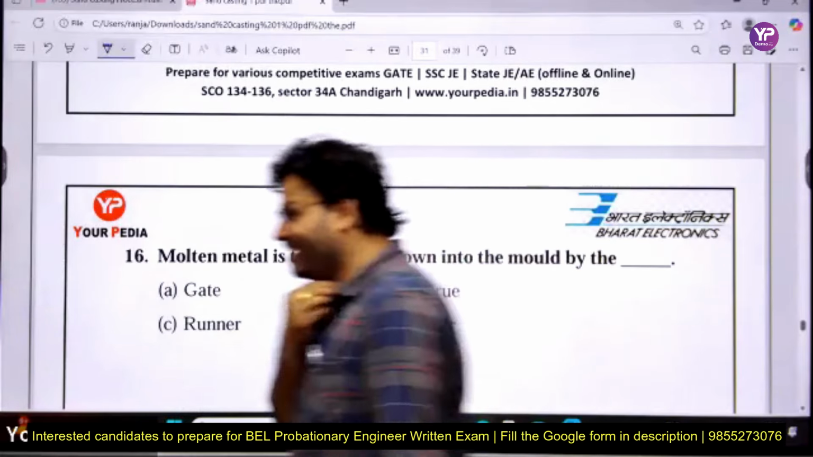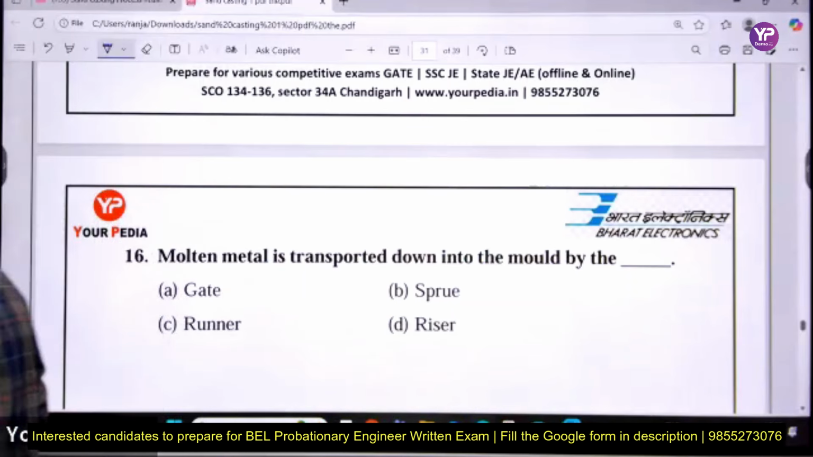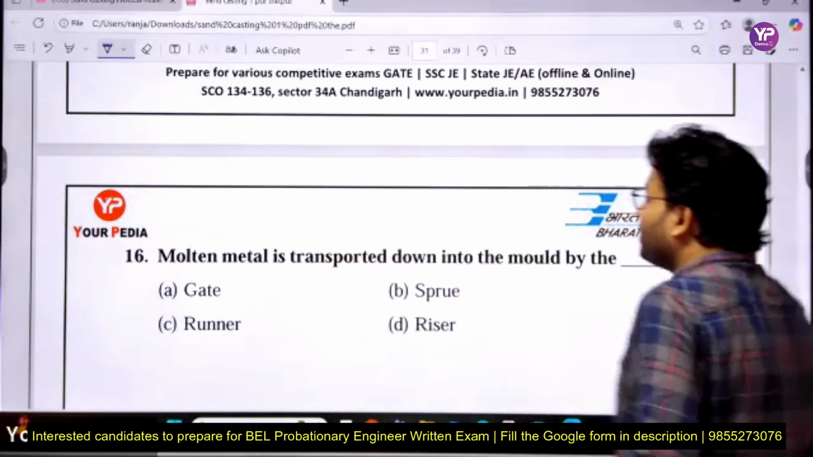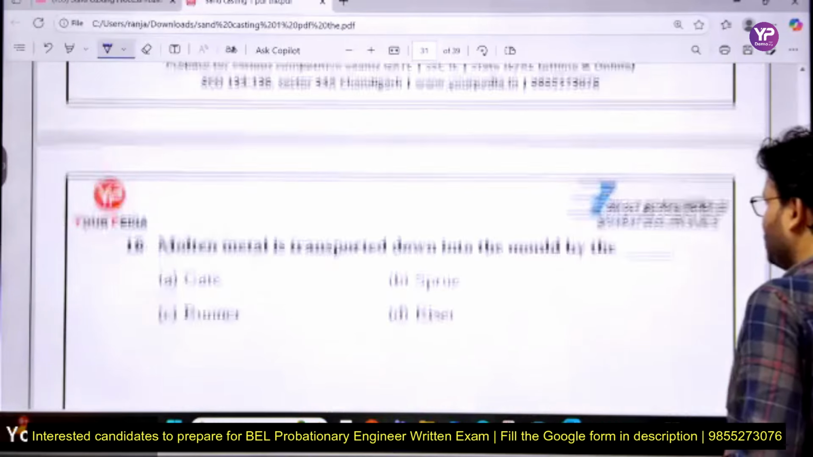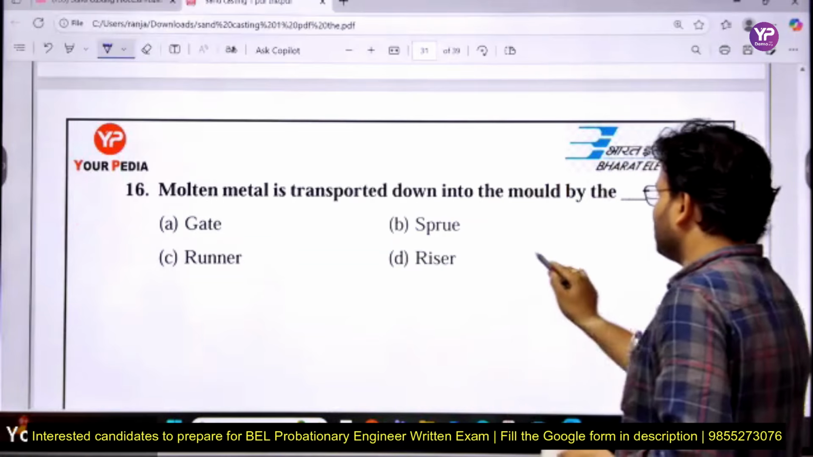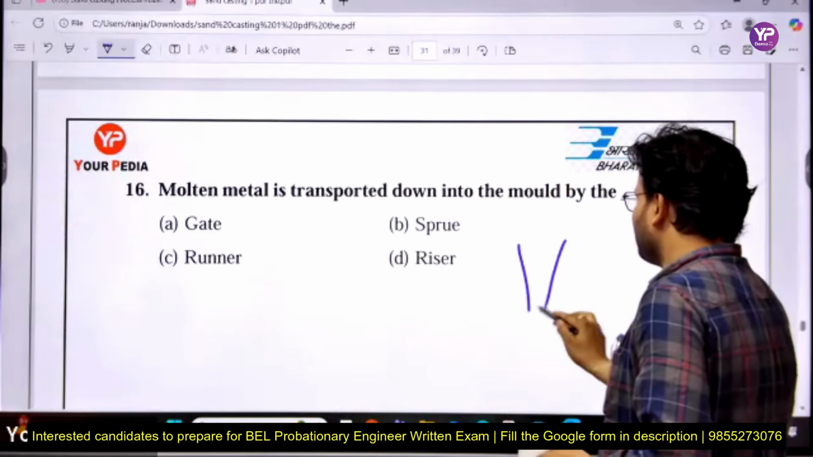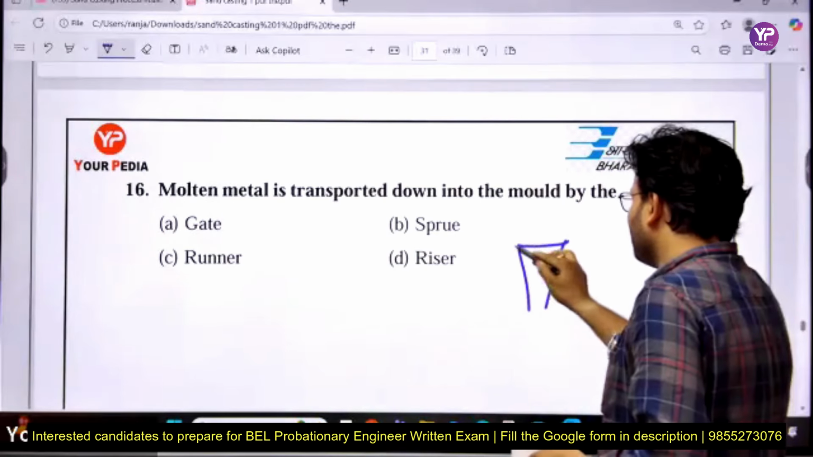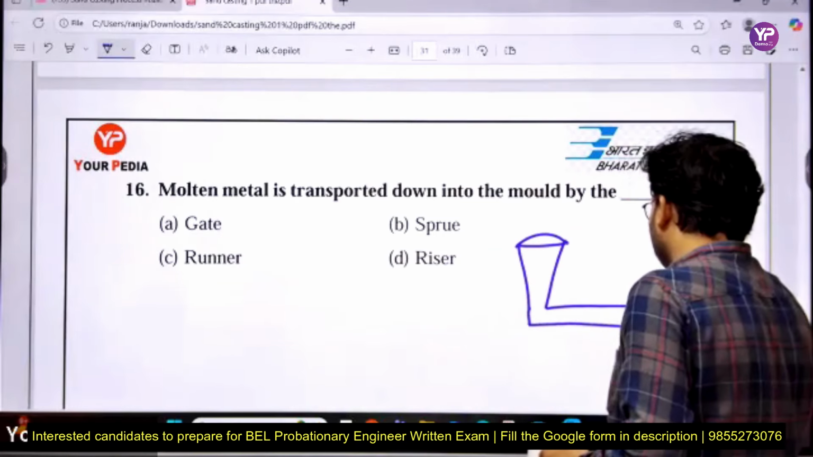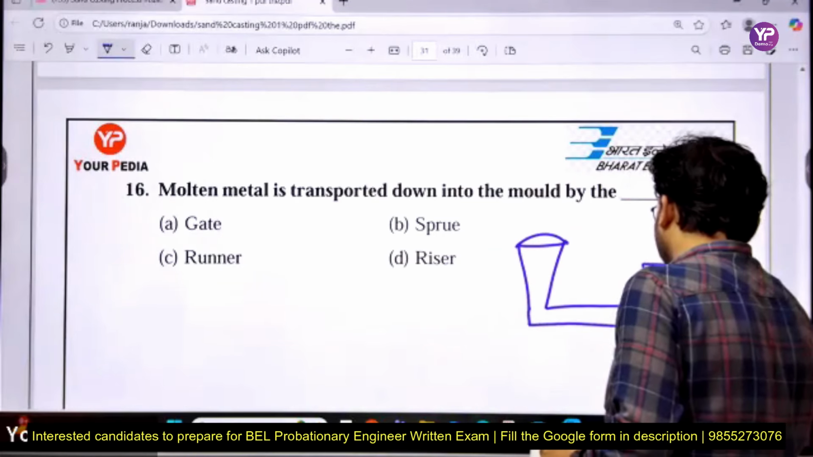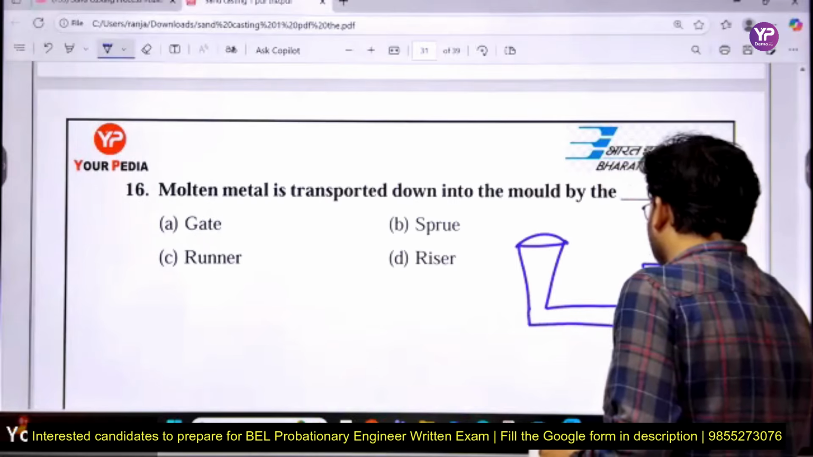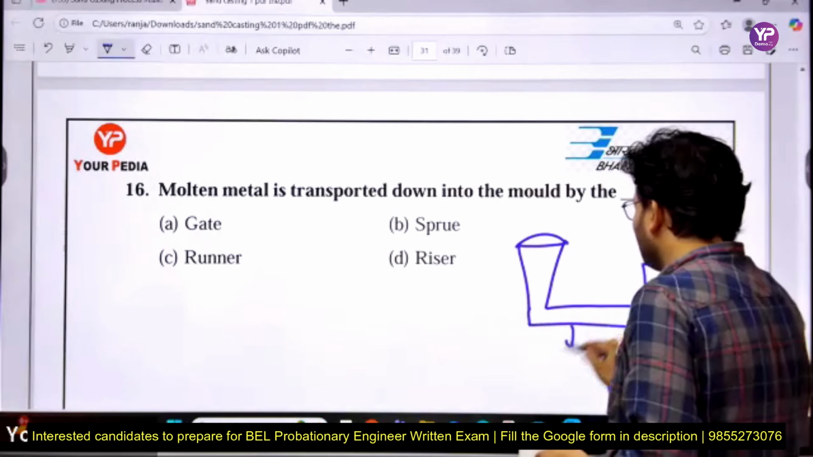You know what answer? Sprue. Molten metal is transported down into the mold. Gate, sprue, runner, or riser? See, just now I told you, if you remember, this is called the basin. From there, this is called the runner. And this is your cavity, right? This is called the gate, or sometimes it is also called ingate. This is your runner.